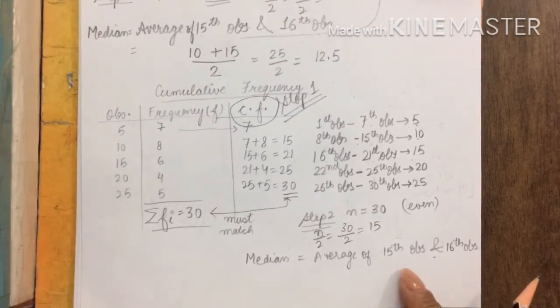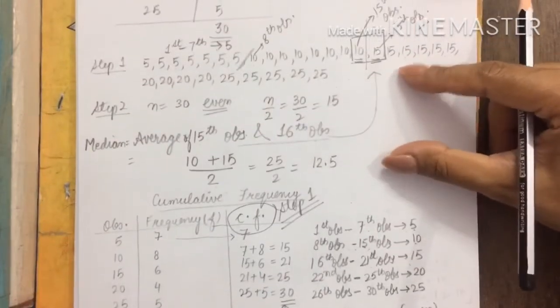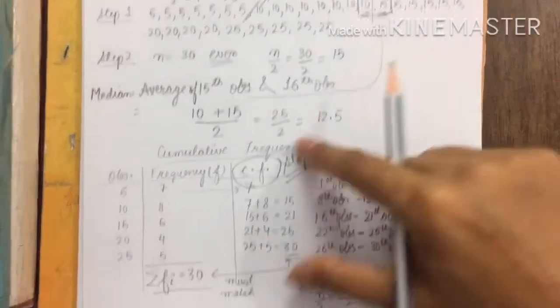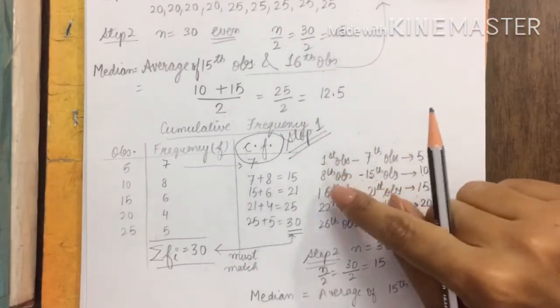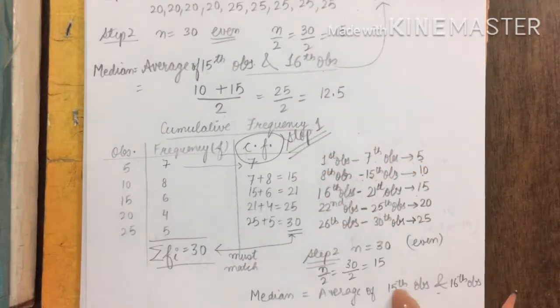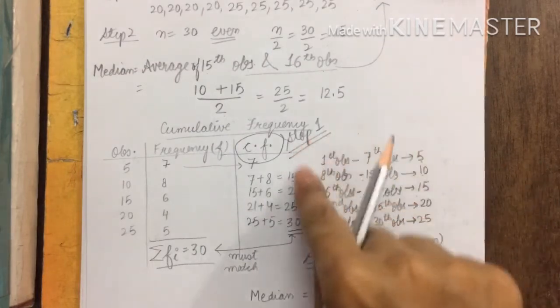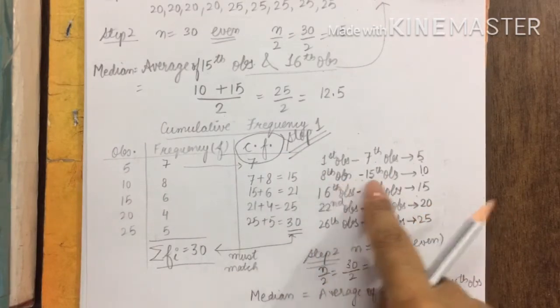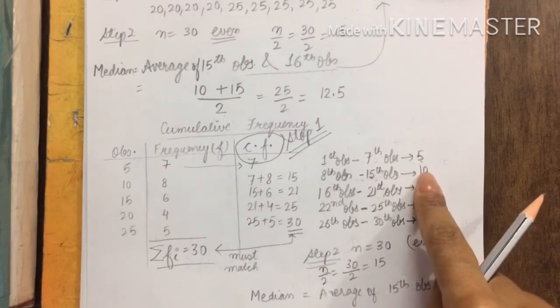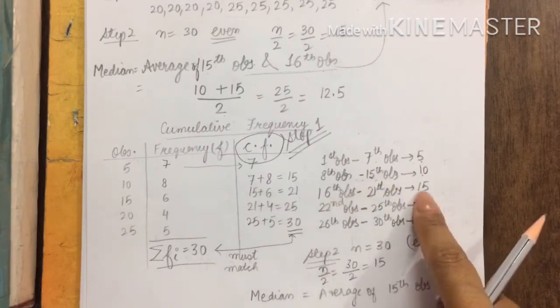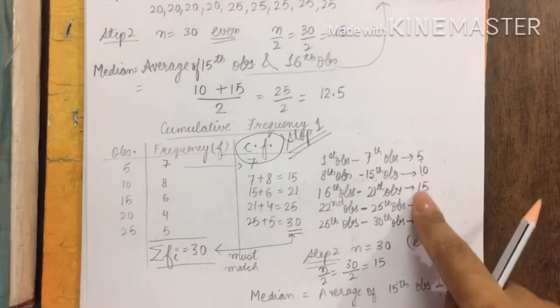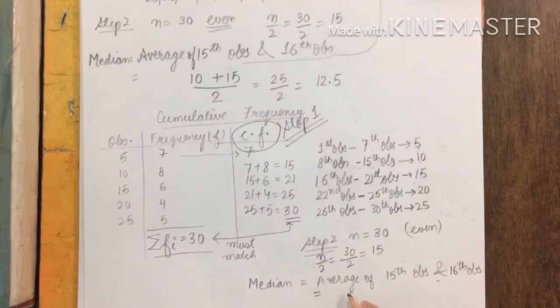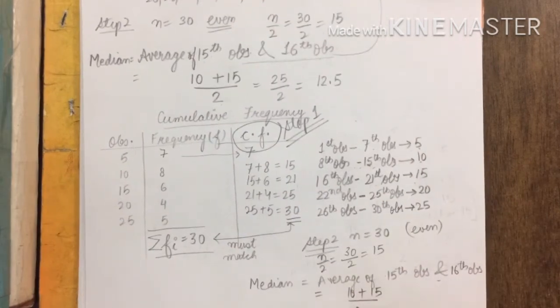Now, since I don't have this list anymore, I have this table instead of that list. How do I know which observation is the 15th observation, which is the 16th observation? Now that will be calculated from here. So 15th observation is this group. So 15th observation is 10 and the 16th observation is 15. So from here I would know what my middle two observations are. So this will be 10 and 15, their average, sum of these two divided by 2.